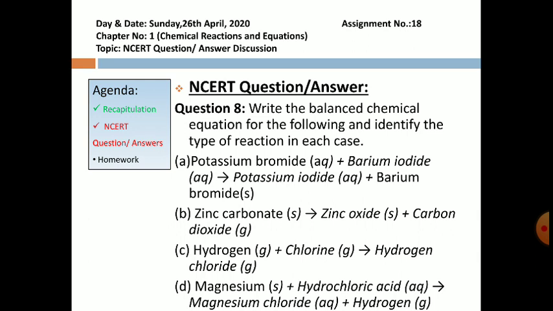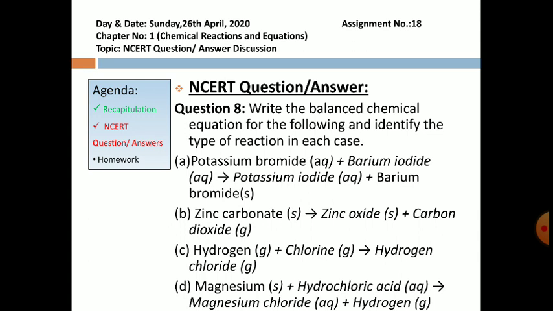B. Zinc carbonate gives zinc oxide plus carbon dioxide. Remember, only one reactant is giving more than one product. ZnCO3 gives ZnO plus CO2, and it is a decomposition reaction.